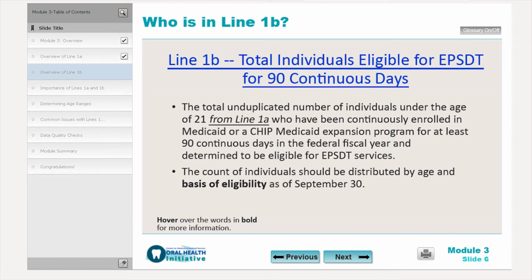Next, let's talk about Line 1B, the total individuals eligible for EPSDT for 90 continuous days. Line 1B includes the total unduplicated number of individuals under the age of 21 from Line 1A who have been continuously enrolled in Medicaid or a CHIP Medicaid expansion program for at least 90 continuous days in the federal fiscal year and determined to be eligible for EPSDT services. The count of individuals should be distributed by age and basis of eligibility as of September 30th.